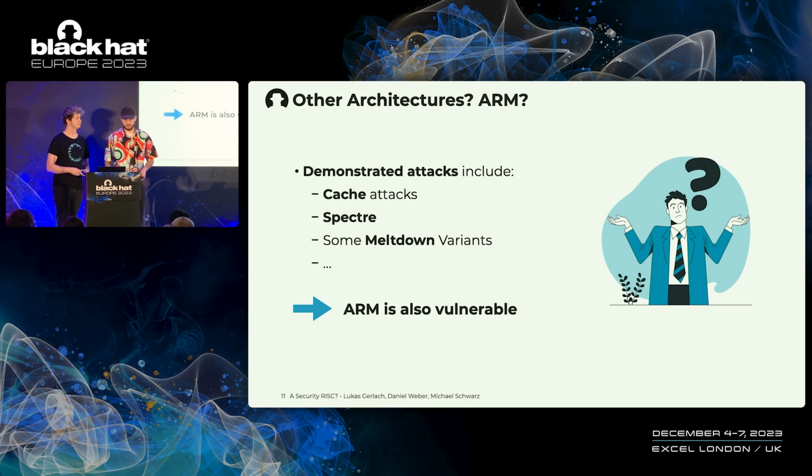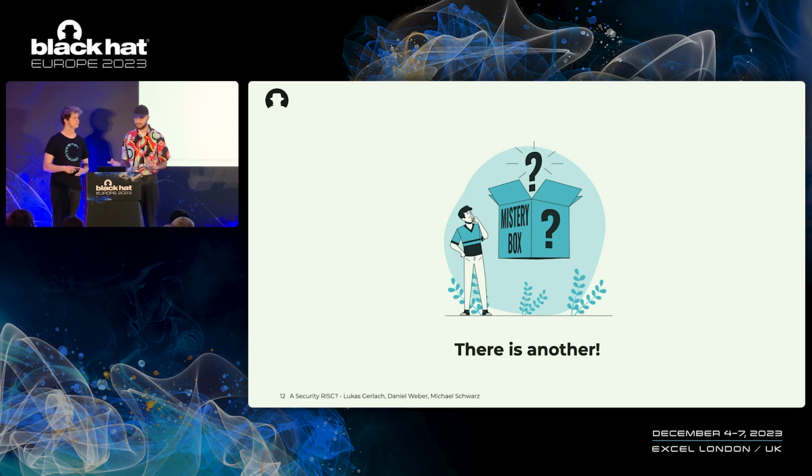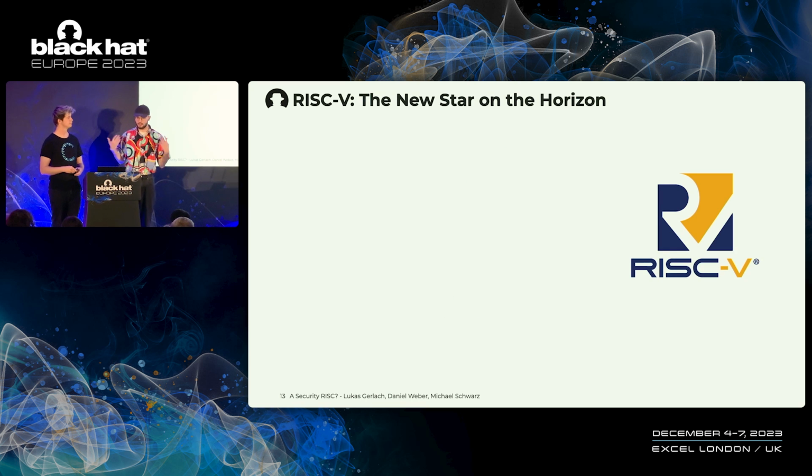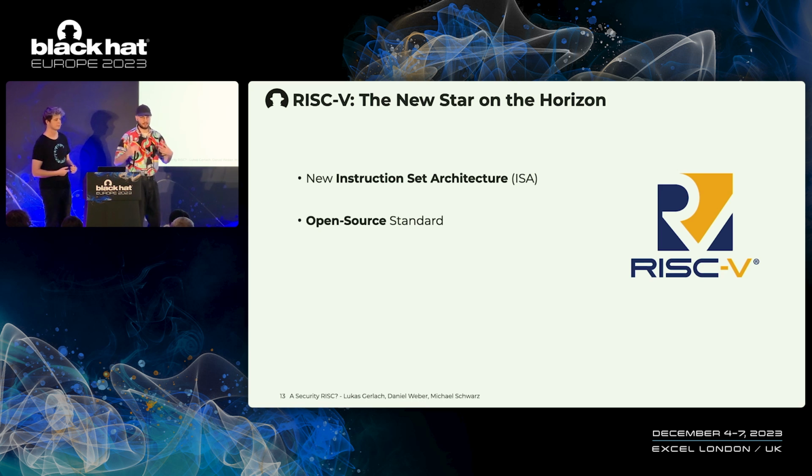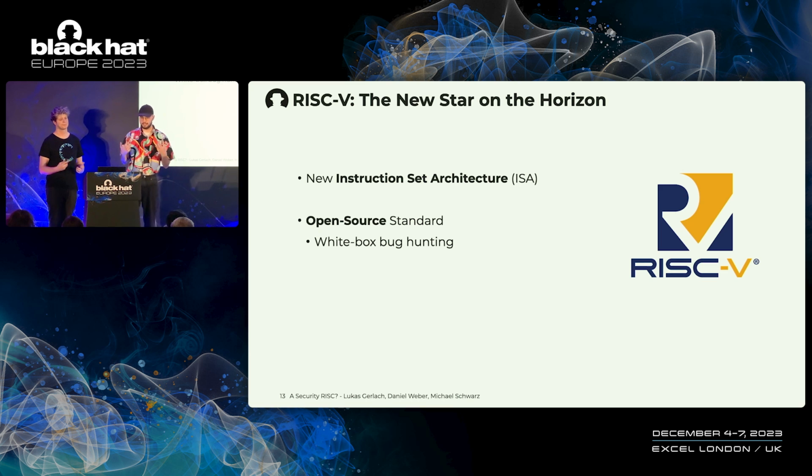But wait, we don't have to stop at ARM, right? There are still other architectures. And one of these architectures is the topic of our talk. RISC-V is a very new instruction set architecture that is great, not only because it's newly designed, but also because it's fully open source in the standard. And you can actually get open source core designs even. So what that allows, similar to what we've done with open source software, is white box bug hunting. You can, for the first time, look at the source code of your chip and find bugs in the chip's source code.